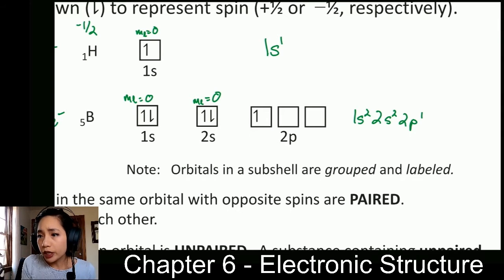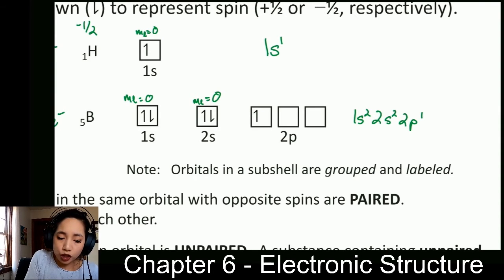Where it gets a little bit weird is our 2p subshell. Within a p subshell, that's an L equals 1, and within an L equals 1, ML can equal -1, 0, or 1.